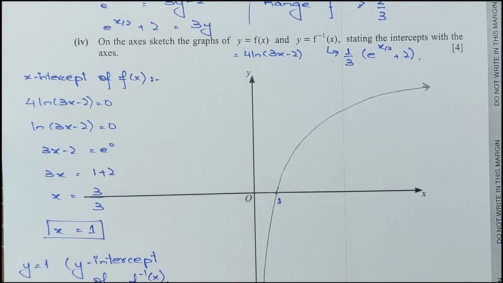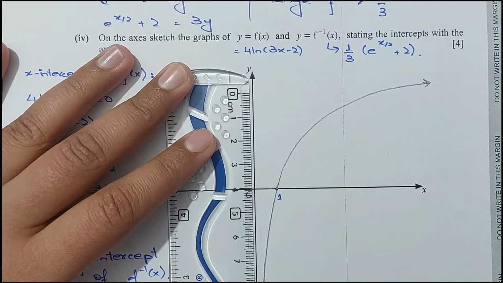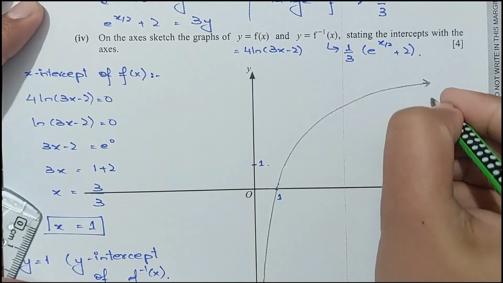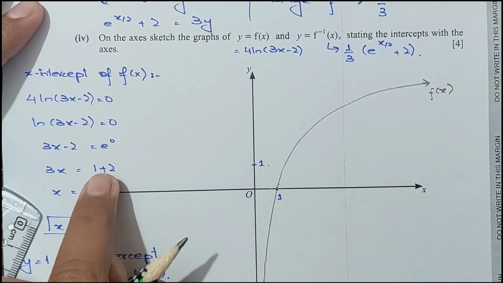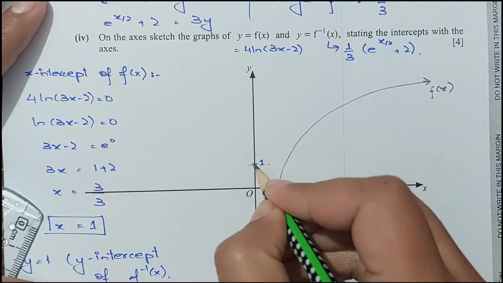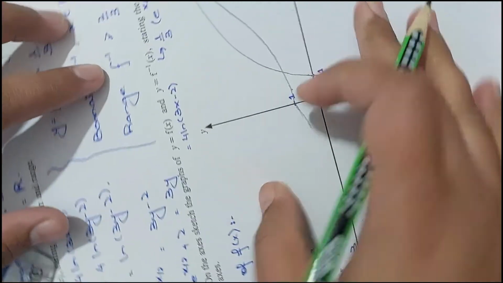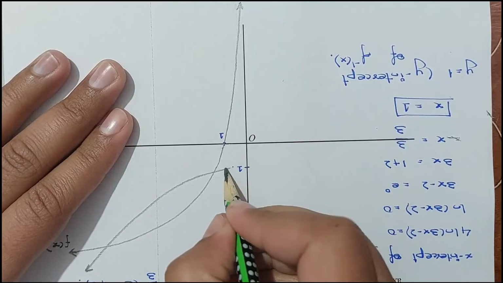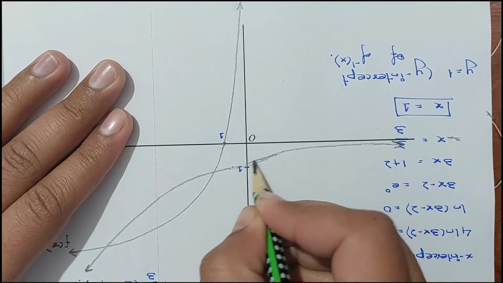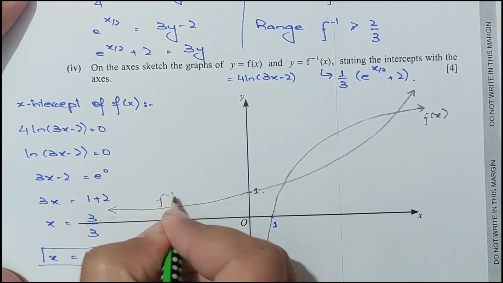Right, so y equals 1 is the line. Let's say this is y equals 1. This is a sketch of f of x. So f of x inverse, this would be the sketch of f inverse of x. Okay, so that is a sketch of f inverse of x.